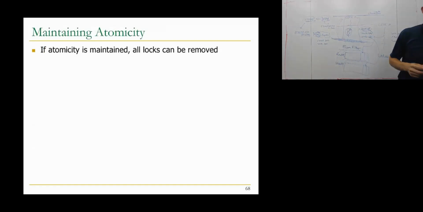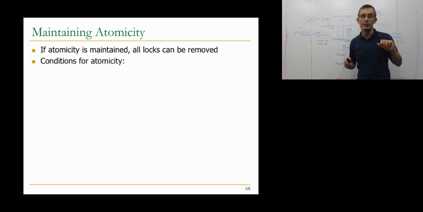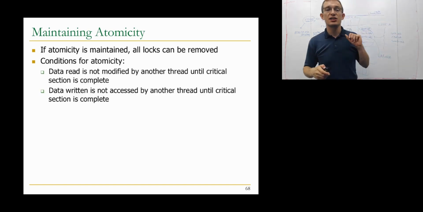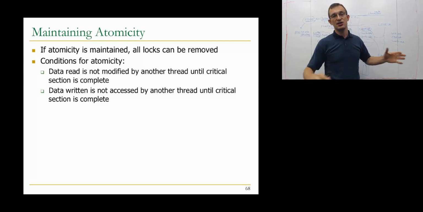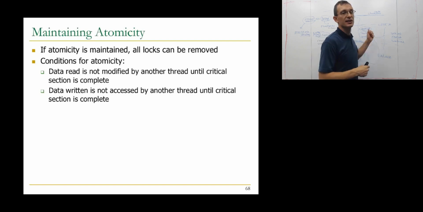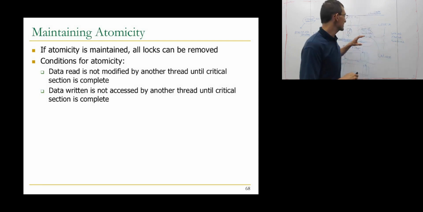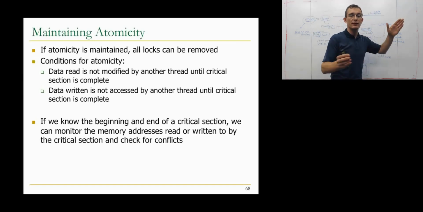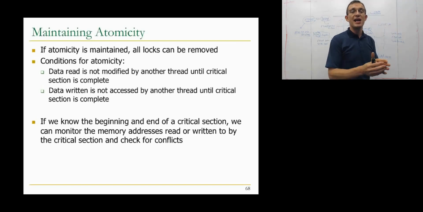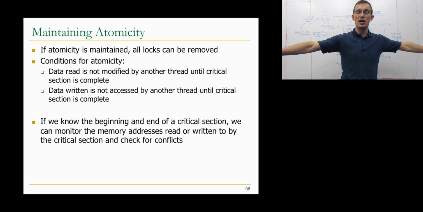So, basically, what we're really trying to do is to maintain atomicity, right? If atomicity is really maintained, then all locks can be removed. So what are the conditions for atomicity? Data that's read is not modified by another thread until the critical section is complete. Or data that's written is not accessed, either read or written to, by another thread until the critical section is complete. So that's what conflict detection is all about. Basically, if we know the beginning and end of a critical section, we can monitor the memory addresses read or written to by the critical section and check for conflicts with other parts of the code.